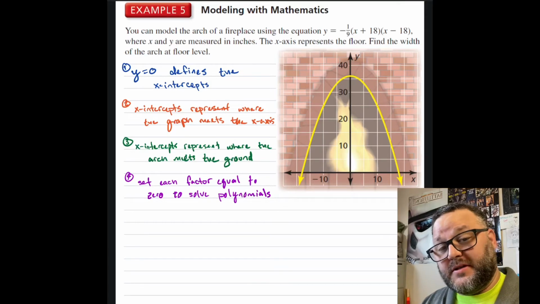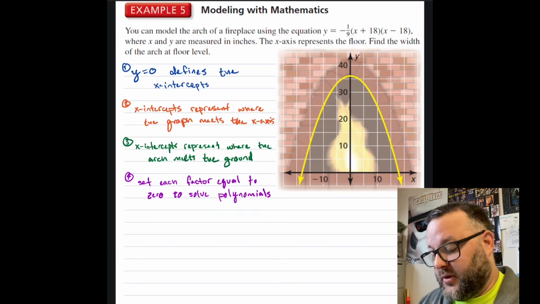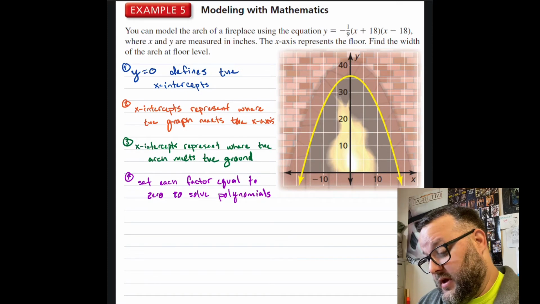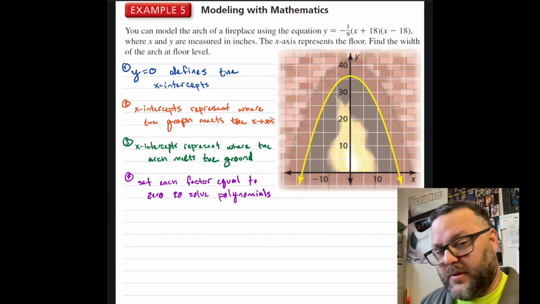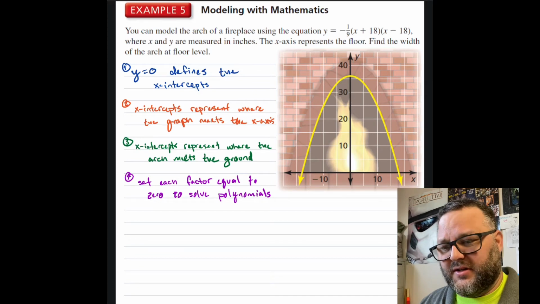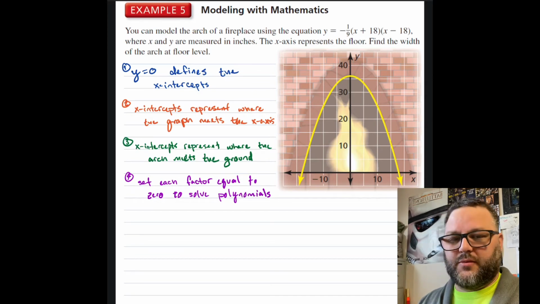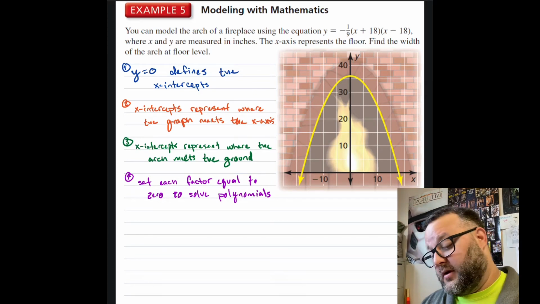All right, ladies and gentlemen, it's time to talk about the real world stuff, or at least an example of it. So, in this example, we're trying to model a fireplace. Now, it would be pretty cool to have a fireplace that was arched instead of just a square, basic shape. It just makes it a little bit more interesting when it's a little bit more unique.